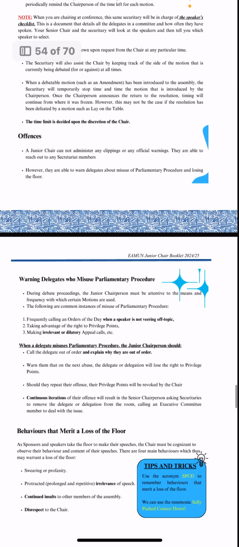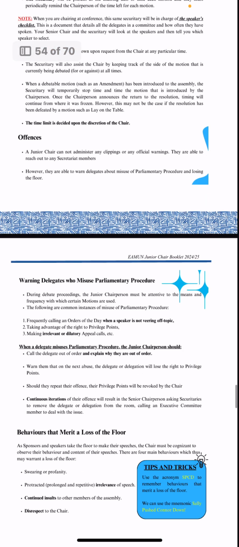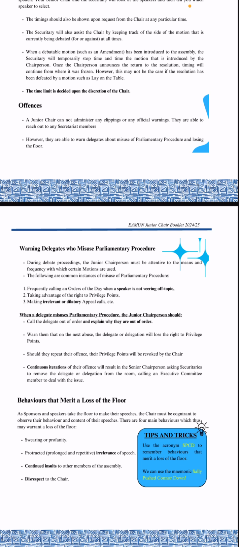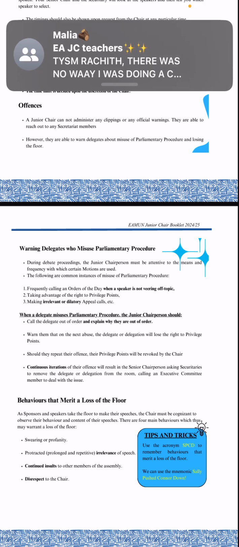Okay. Now, offenses. All these are offenses, but the warnings: there is a verbal warning, then there's an official warning, then there's escorting the delegate outside the assembly through the secretaries. Okay, and they deal with the exec. Now, you can also implement the smudging or clipping and double clipping in there. But remember, in your situations when someone is misusing something, the first thing is to warn the delegate. Then you warn them that on their next offense the privilege points will be revoked.